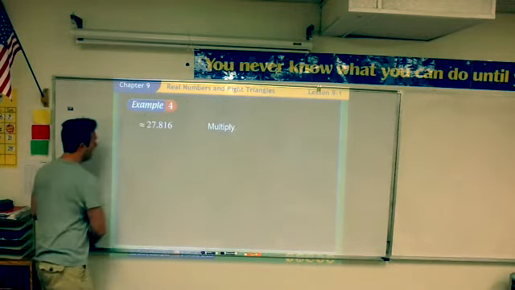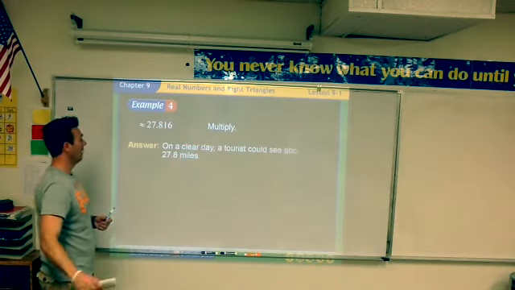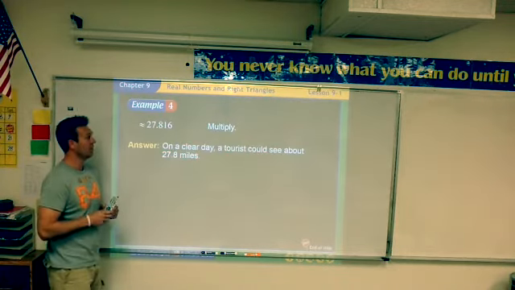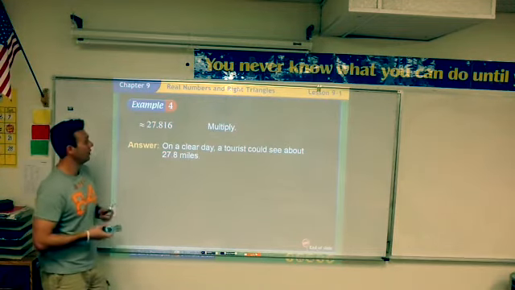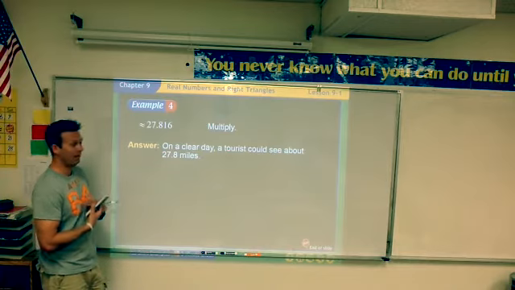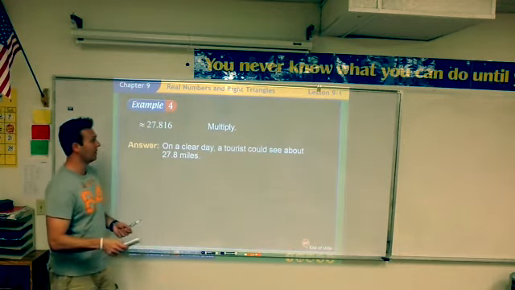And it works out to 27.816. So we would go to the nearest tenth, which is what the question asked us originally, and we would get 27.8 miles. So again, a formula that you don't have to memorize, but something that will come in quite handy.